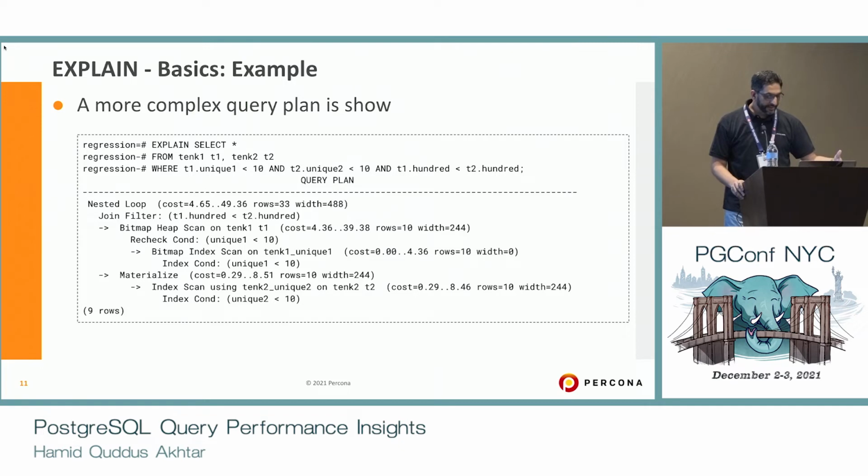You have a materialized keyword, so it will try to cache some of the data that is accessed through index scan, so as not to reread it multiple times. You have loops, which come in joins, and that's where you'll generally see the materialized node in a query plan, because the inner relation or the inner table might need to be iterated multiple times, and hence the materialization comes in.